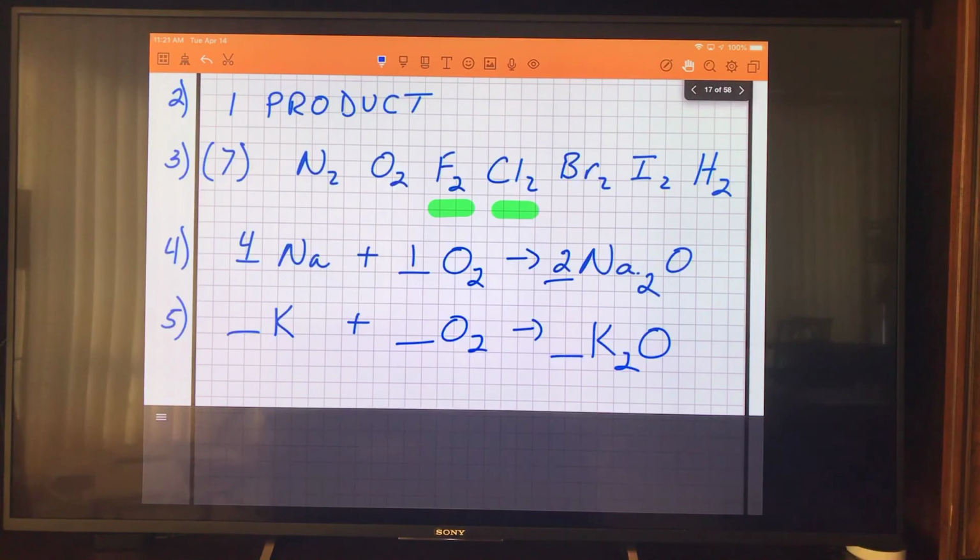And the last step, step 5, is to balance this. We've only got one oxygen on the right side, and so we're going to need a 2 right here. And the numbers are going to look just like the one before it. 4, 1, and 2 are the coefficients.